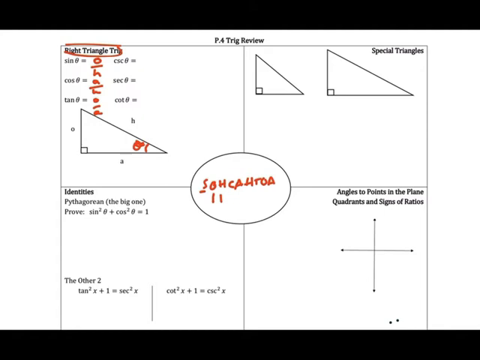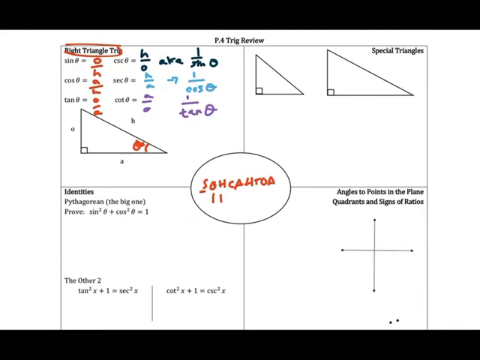Now, cosecant is the reciprocal of sine, so it's hypotenuse over opposite, aka it's 1 over sine of theta. Similarly, secant is the reciprocal of cosine, so it's hypotenuse over adjacent, aka it is 1 over cosine of theta. And cotangent is the reciprocal of tangent, so it's adjacent over opposite, or it's 1 over tangent of theta. So those are the six basic trig functions that we use here.